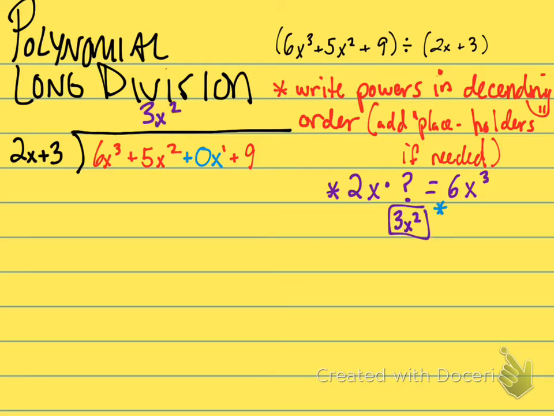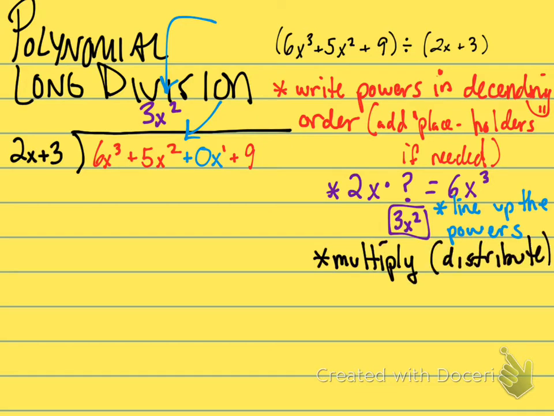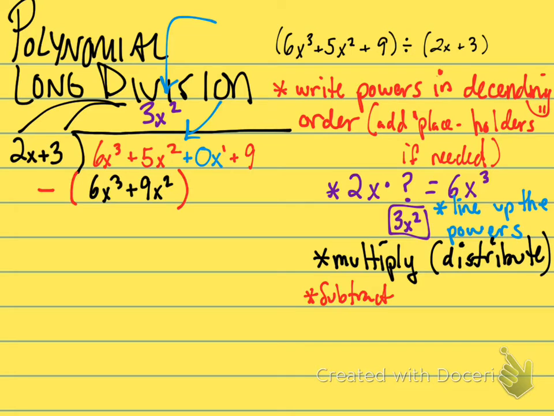Make sure I line up the powers. So it's an x squared, so I put it over the x squared, just like you would line up the tens or hundreds or thousands. Same thing here. Now I multiply 3x squared times the binomial I am dividing by. That means I need to distribute. Doing that gives me this, and then I need to subtract that from the polynomial above.